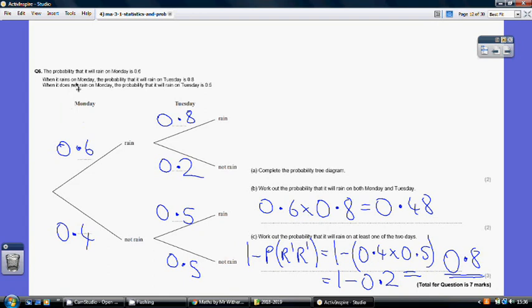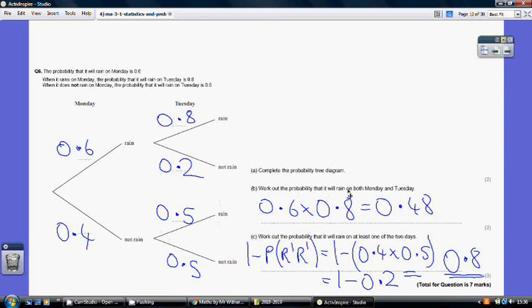Now we're told that when it rains on Monday, the probability it rains on Tuesday is 0.8. So if it rains on Monday, the chance of it raining on a Tuesday is 0.8. So the chance of it not raining on a Tuesday, if it's rained on the Monday, must be 0.2. Again, these two have to equal a whole. However, when it does not rain on a Monday, so down here, the probability it will rain on a Tuesday is 0.5. So not raining when it hasn't rained on the Monday must also be 0.5. Again, these two have to add up to a whole.